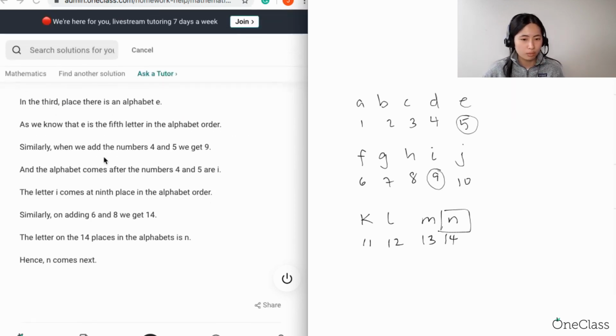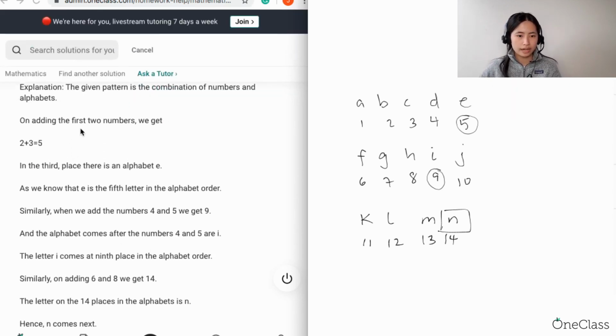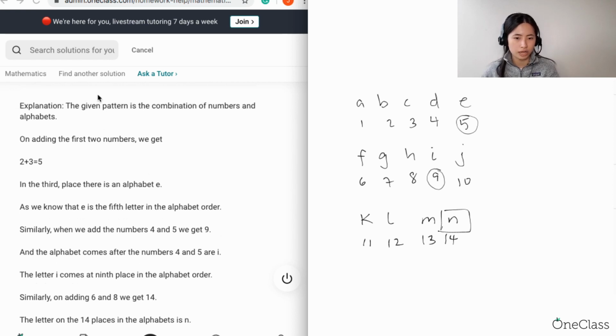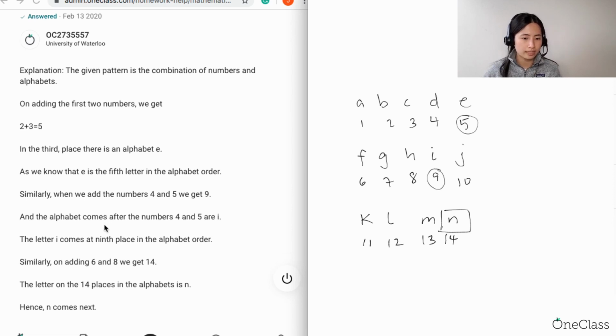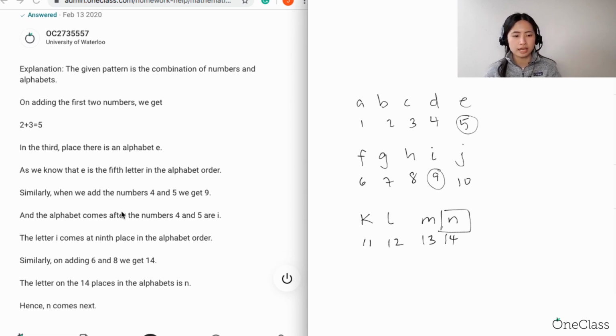So let's see what they wrote. On adding the first two numbers, we get 2 plus 3, which is equal to 5. And that's true. The given pattern is a combination of numbers and alphabets, and in the third place there is the alphabet E. That's right, as we know that E is the fifth letter in the alphabet order. Similarly, when we add the numbers 4 and 5, we get 9, and the alphabet that comes after the numbers 4 and 5 is I.